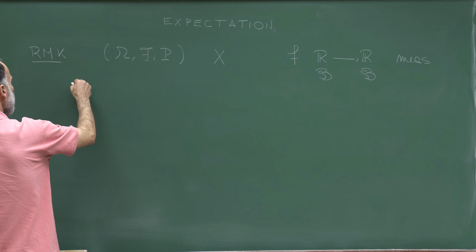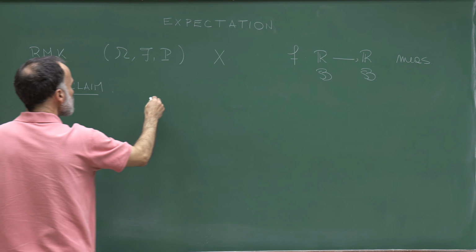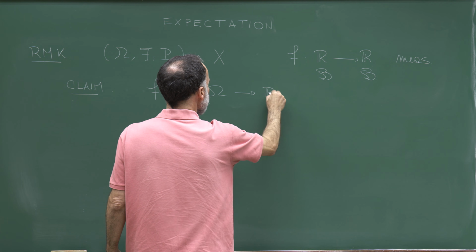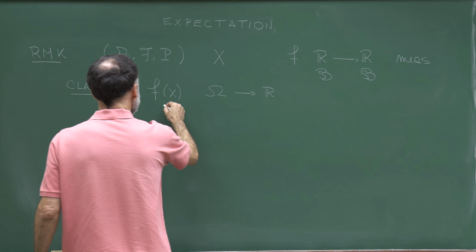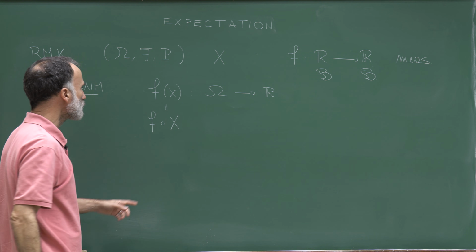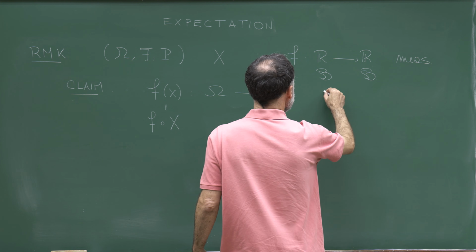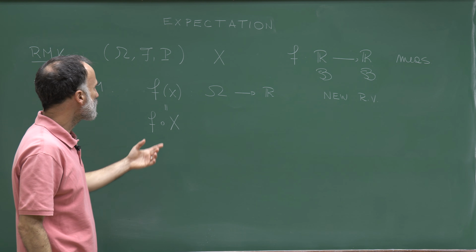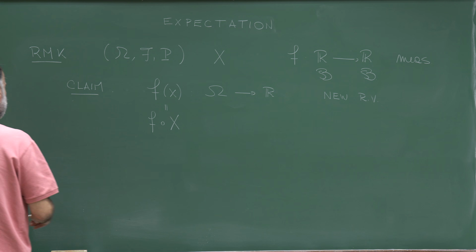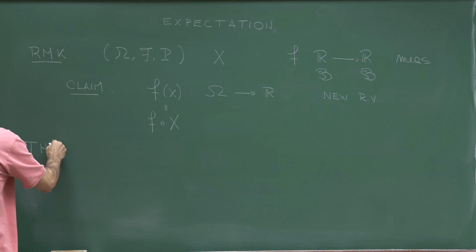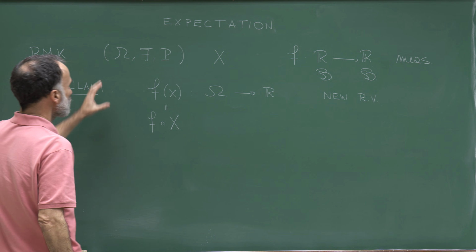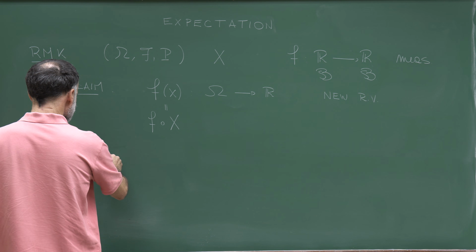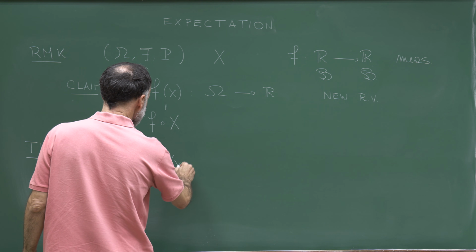So then I ask you to check that f of x, which is now a new function from omega to R, obtained as the composition of x with f, so you first apply x and then you apply f, is a new random variable. So what I claim is that if f is measurable, f of x is again a random variable. I ask you to check that, and once you prove that, then prove the following theorem: under the same hypothesis that we have a measurable space, a random variable, and a measurable function, then the following holds. The integral of f of x dp.